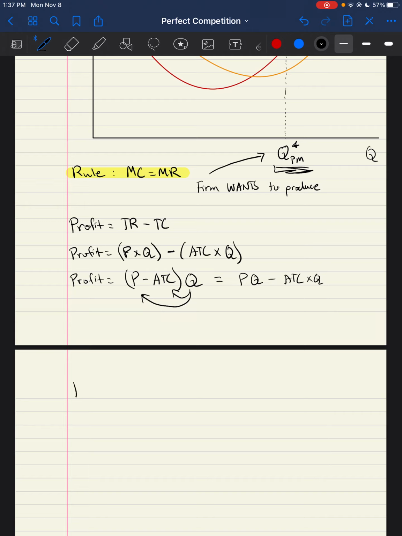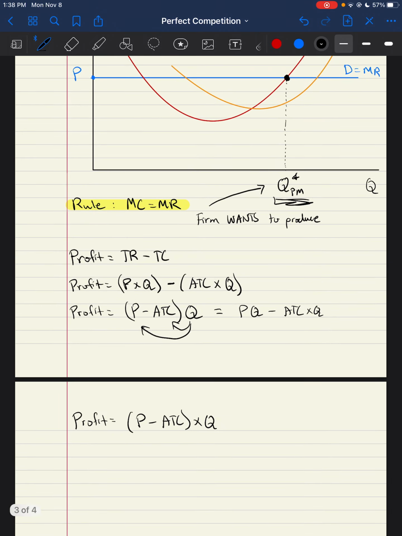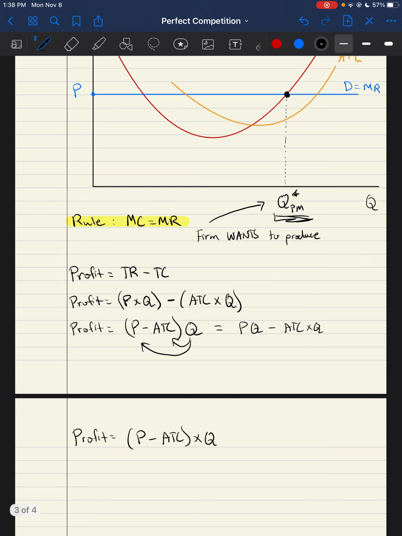So what we're really left with is our profit is equal to our price minus the average total cost times the quantity. Great, but I haven't given you any numbers on the graph. Lucky for us, we have these arbitrary lines, and we can use these curves to figure out where the profit would be visually on our graph. So we know that our profit is equal to the price minus the average total cost times the quantity.